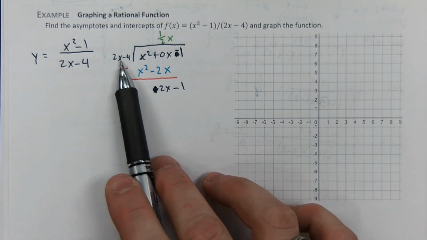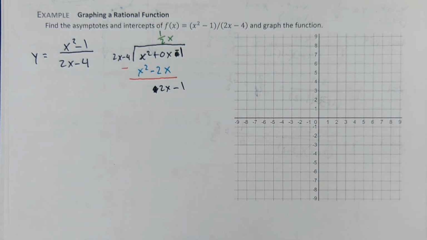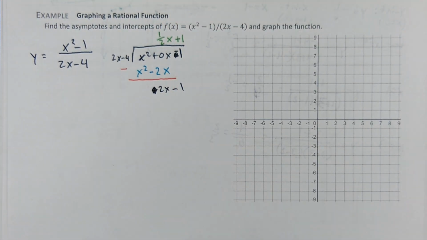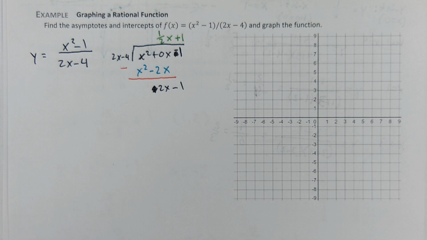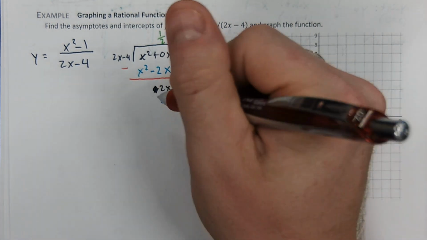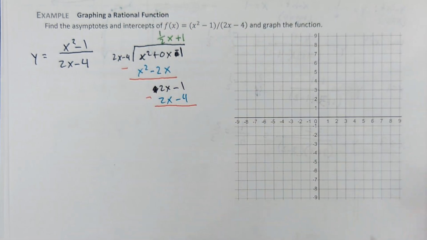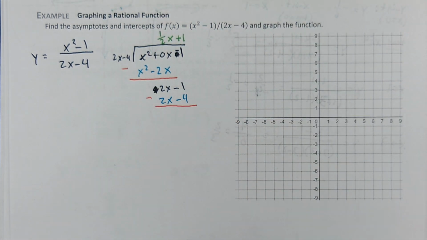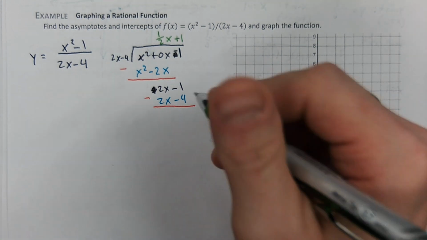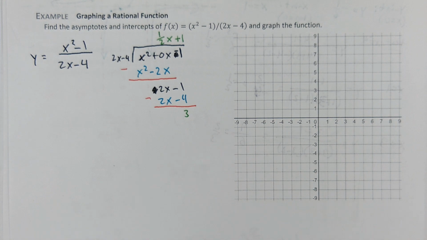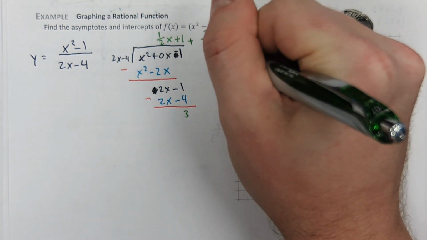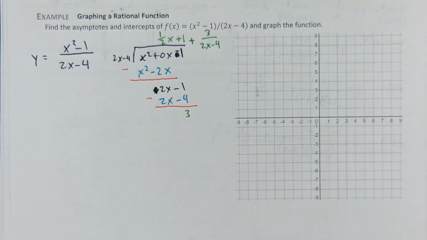What are we going to multiply this 2x by to get this 2x? Somebody said it. Positive 1. And it's going to get me 2x minus 4. You're subtracting straight down. And remember, minus negative means add. So you have negative 1 plus 4, which gets us a remainder of 3. So we know that it would have been written like this when we were doing our polynomial long division, plus 3 over the divisor 2x minus 4.